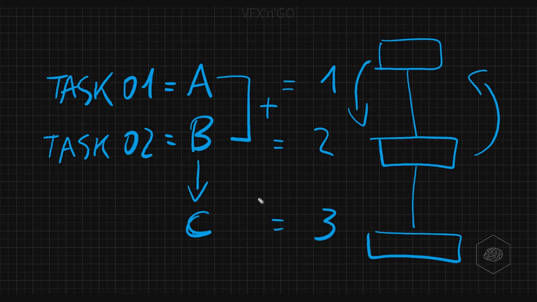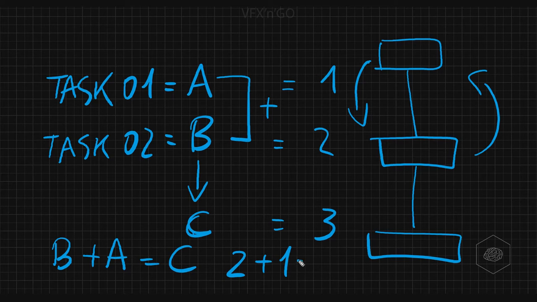For example, if you have B, you can write here B plus A equals C. It's the same, okay, because B is 2, A is 1, plus 1 equals 3. It's the same result you can have with A and B. In some cases you can do that. In another case you can't do that.